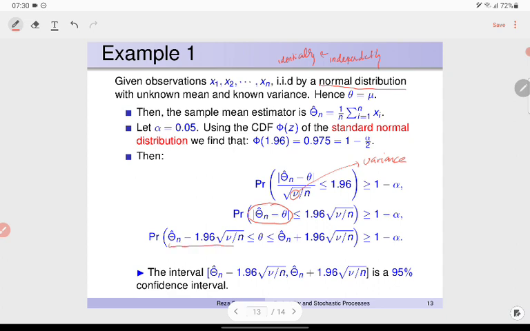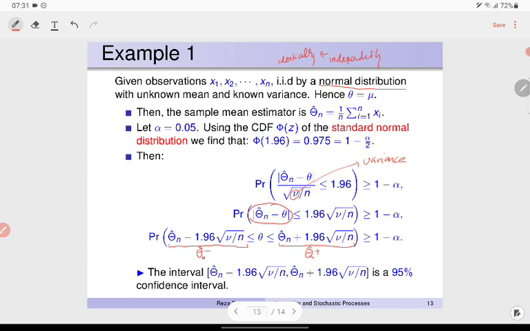Therefore, right away we find the interval that we have. This will be theta hat n minus and this will be theta hat n plus, the lower bound and the upper bound of the interval. Therefore, this interval, namely theta hat n minus 1.96 multiplied by the square root of nu divided by n, and theta hat n plus 1.96 multiplied by the square root of nu divided by n, is a 95% confidence interval. What does it mean?